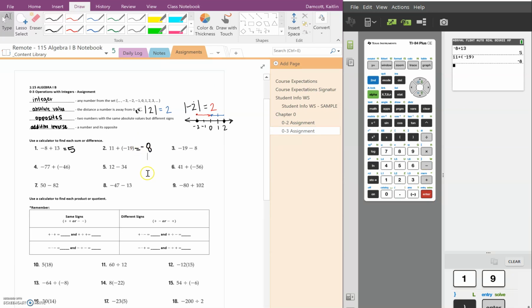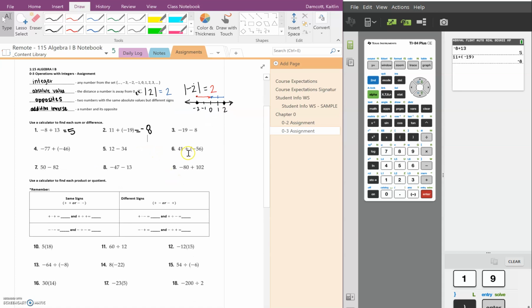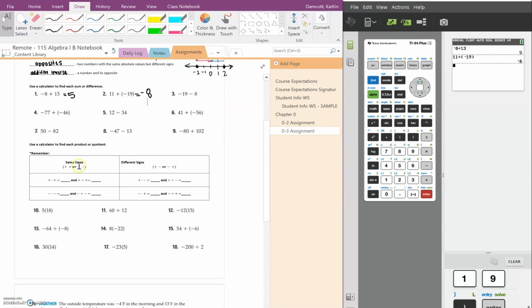So again, just pause this for a second and then fill out, come up with the answers for the rest of these adding and subtracting problems. Now that we're back, we are going to use a calculator to find each product or quotient. So this means we're multiplying or dividing.